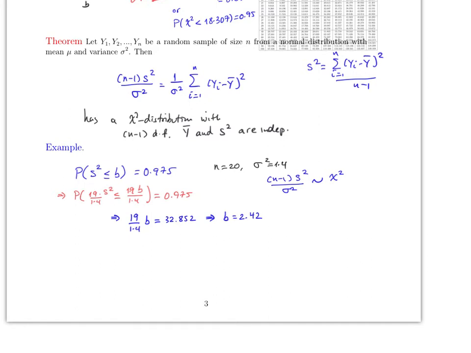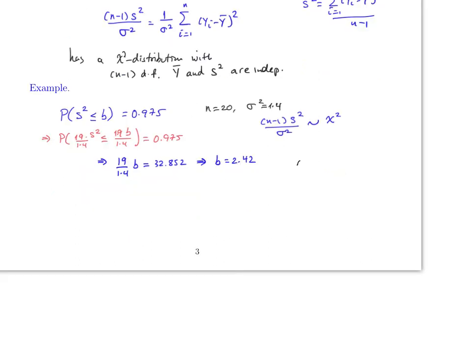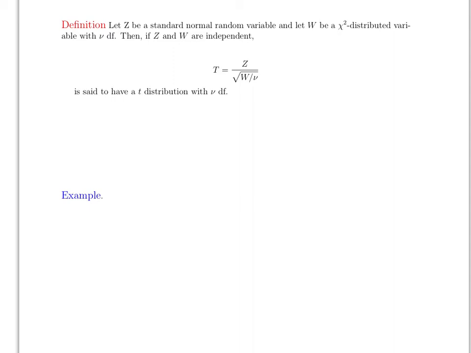So you should check on this. Note that this value for b is technically also the 97.5 percentile. And also notice that if I asked you to find b such that the probability that s square is greater than or equal to b is 0.025, the answer is still going to be the same value of b. I haven't changed anything.